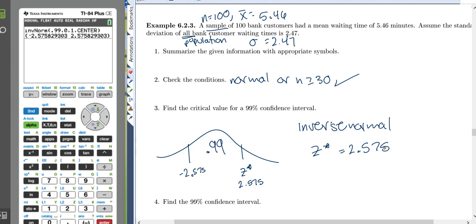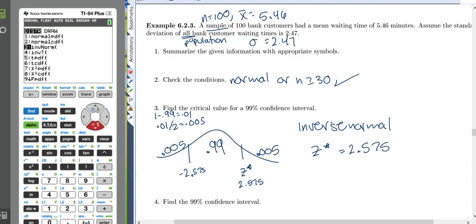Now, if you needed in your calculator to have just the area to the left, you can say, well, what is 1 minus 0.99? That gives me 0.01. And if I take 0.01 divided by 2, that gives me 0.005. So I could say there's 0.005 in each tail. And I could look up 0.005 to the left, so I could do second distribution, inverse normal again. And I could do 0.005 area to the left. And notice it gives me negative 2.575, and then by symmetry I could say z star is just 2.575.